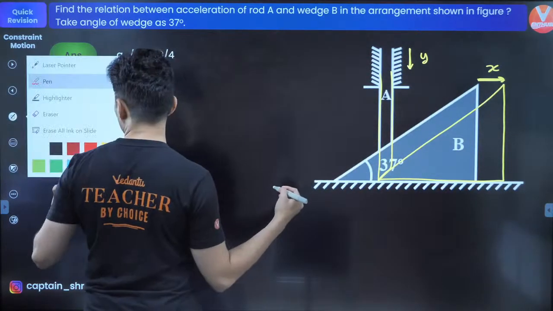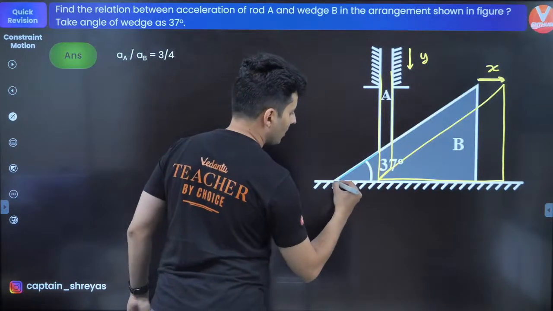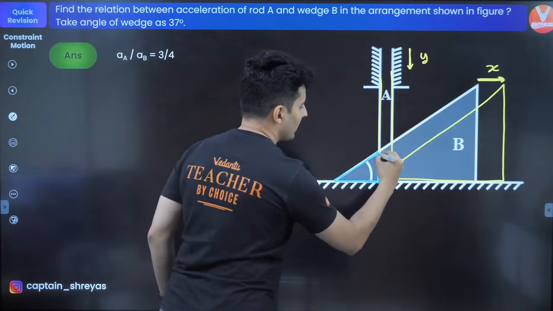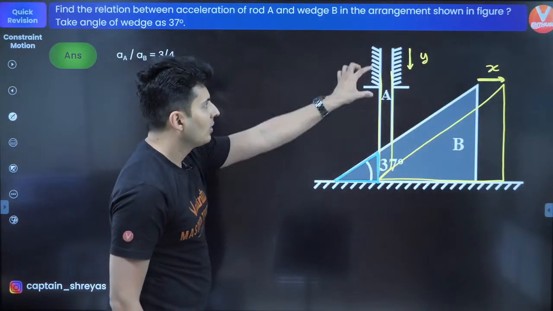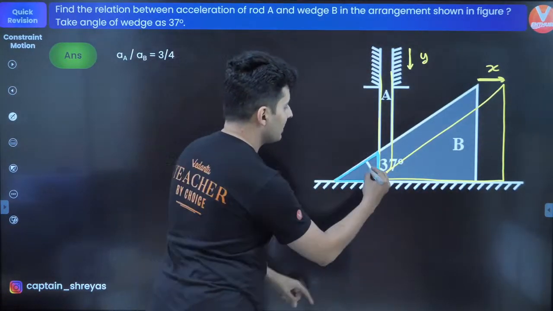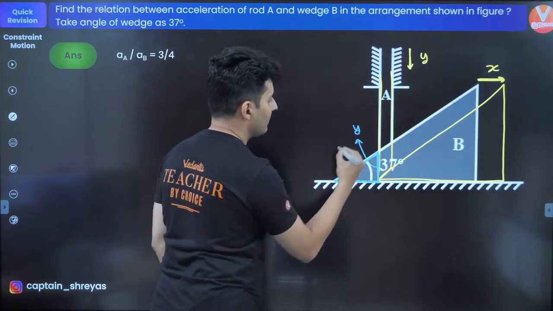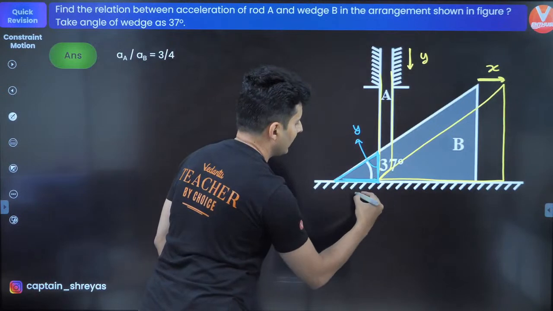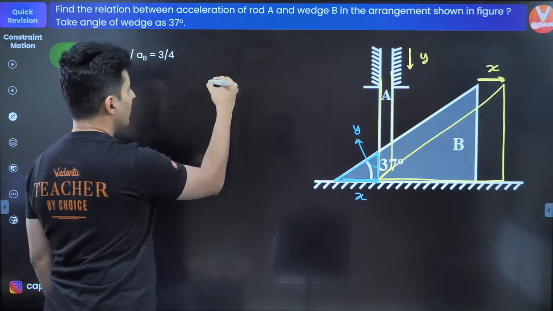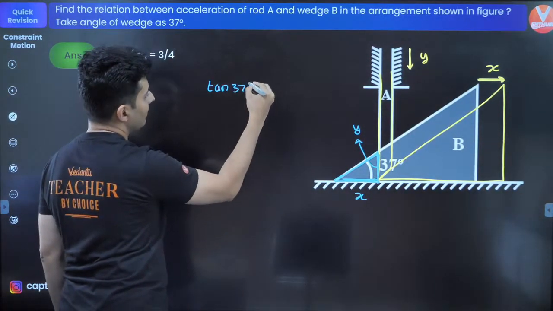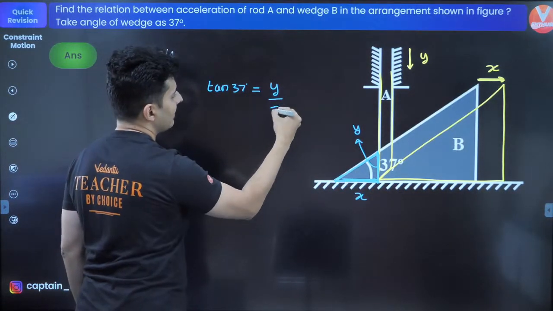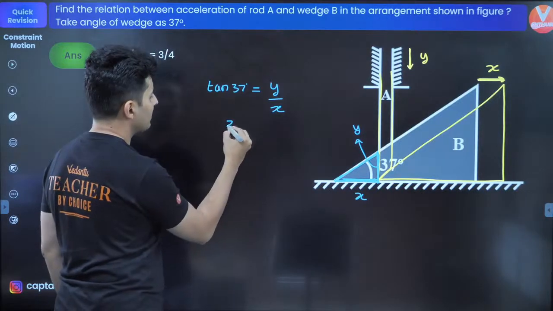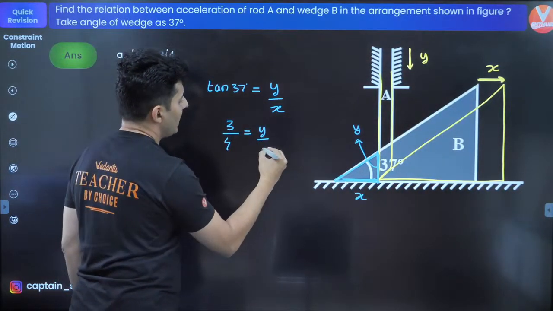this point also has come down by Y. Now look at this right angled triangle. You guys tell me what is the height of the right angled triangle? Obviously this comes down by Y. Obviously the height of this right angled triangle is Y. If the wedge has moved by X, obviously the base of the right angled triangle is X. So what is tan 37? Y by X, right? Isn't it Y by X, guys? So what is tan 37? It is 3 by 4, which is Y by X.